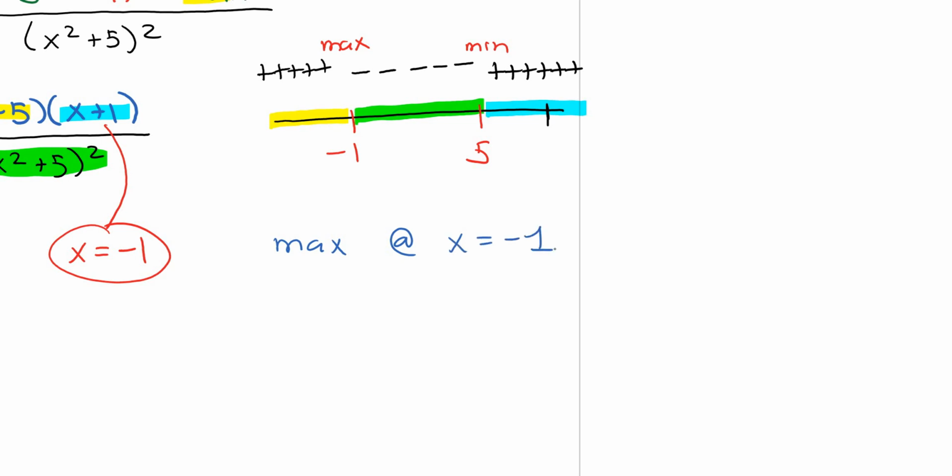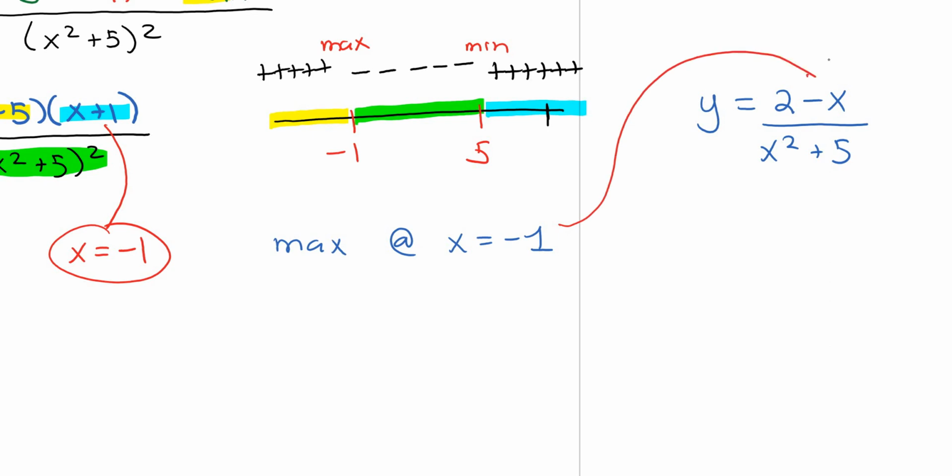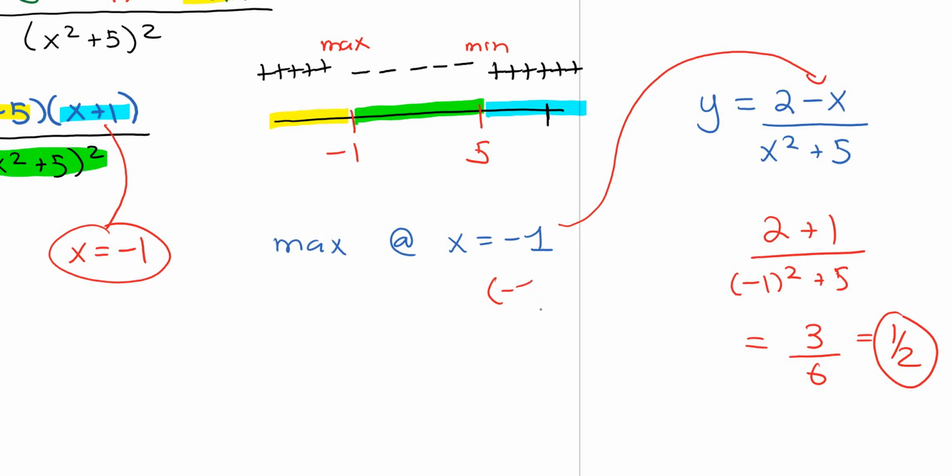And then I need to find the actual y coordinate to complete the problem here. Now my original function was y equals 2 minus x all over x squared plus 5. If I go ahead and plug in -1 here, I would get 2 plus 1 all over -1 squared plus 5, and that would give me 3 over 6, which is going to be 1/2. All right, so the coordinate here is -1 comma 1/2.